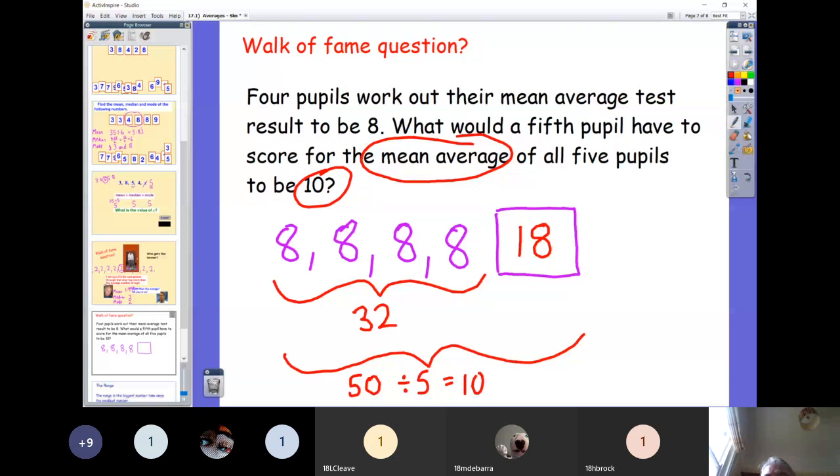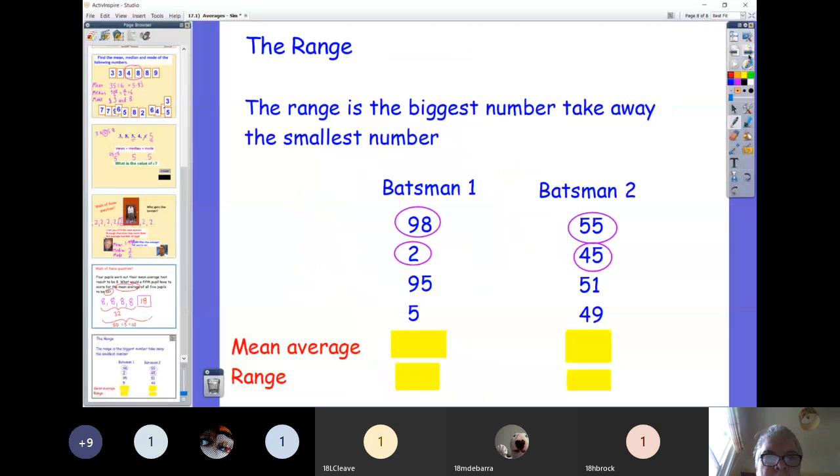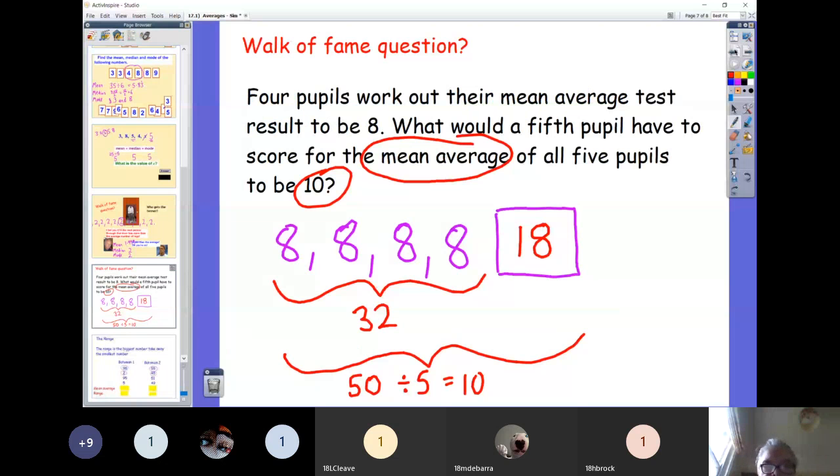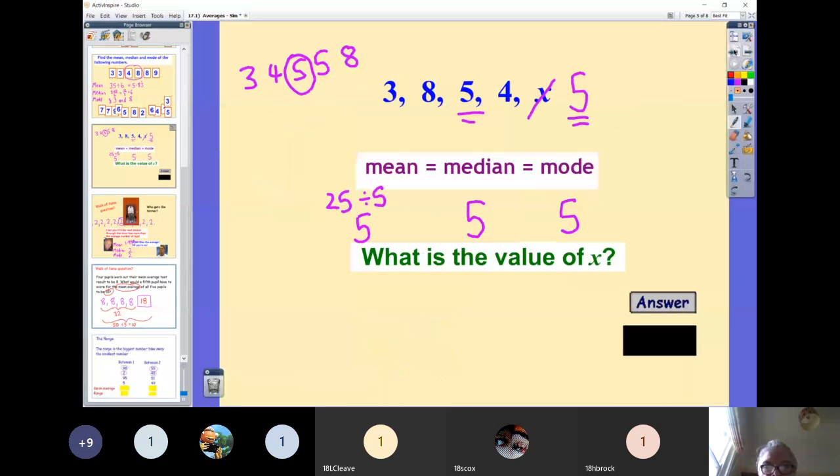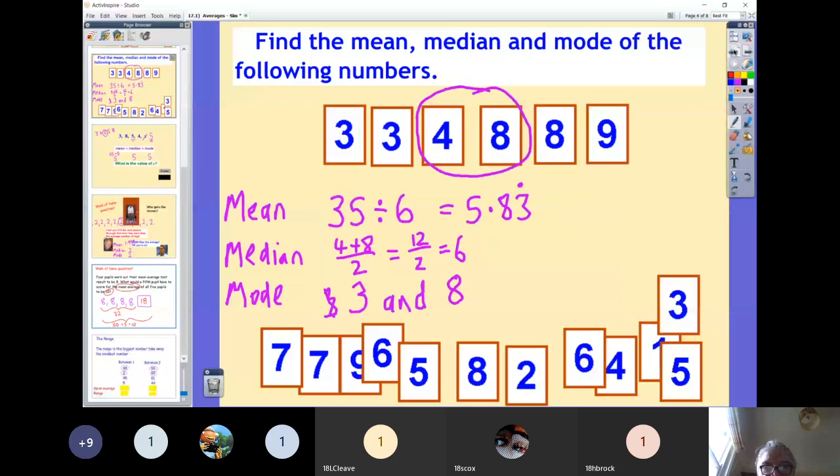But I would quite like us just to remind ourselves of that other thing that we looked at the same time we did averages, which was called the range. Okay. Now, if you remember, the range is just the biggest number take away the smallest number. So dead easy to work out. So the range on this question would just be 18 take away 8, which is 10. The range on this question, say here, would be 9 take away 3, which is 6.